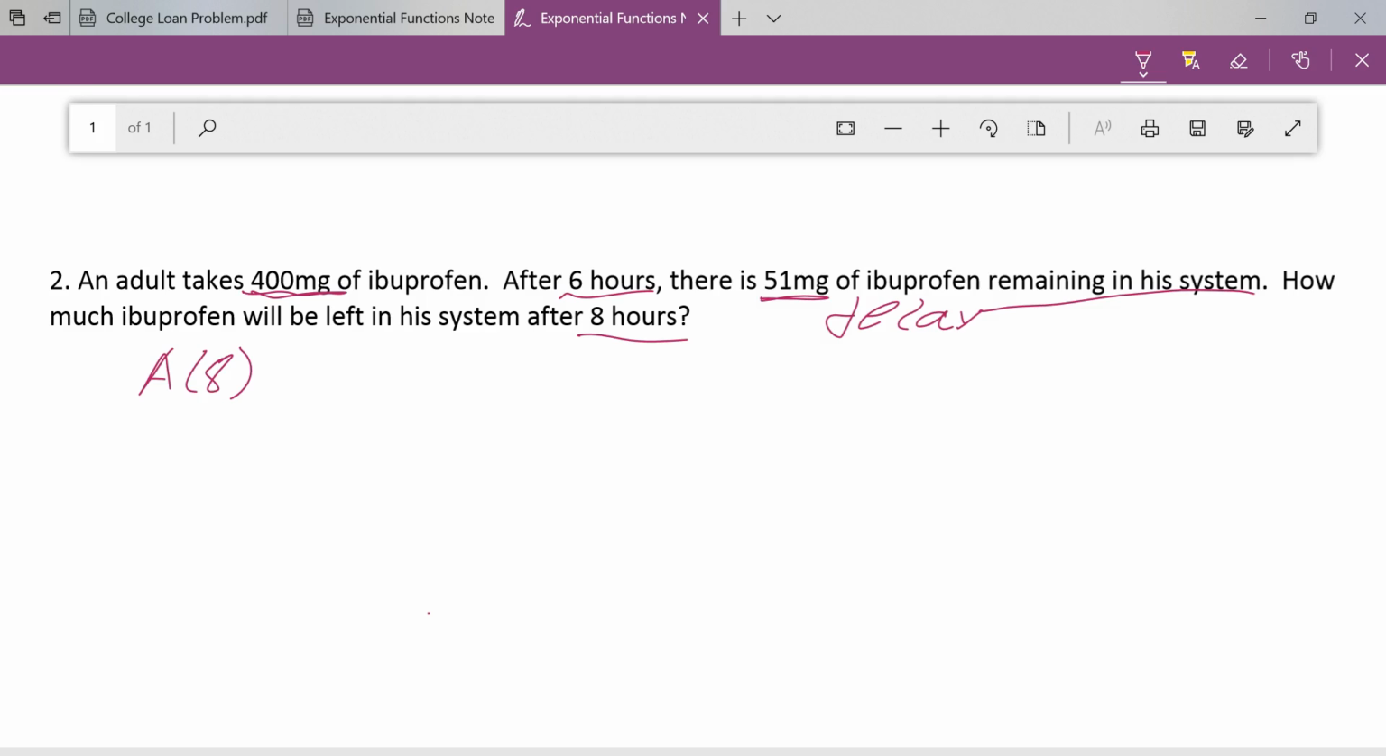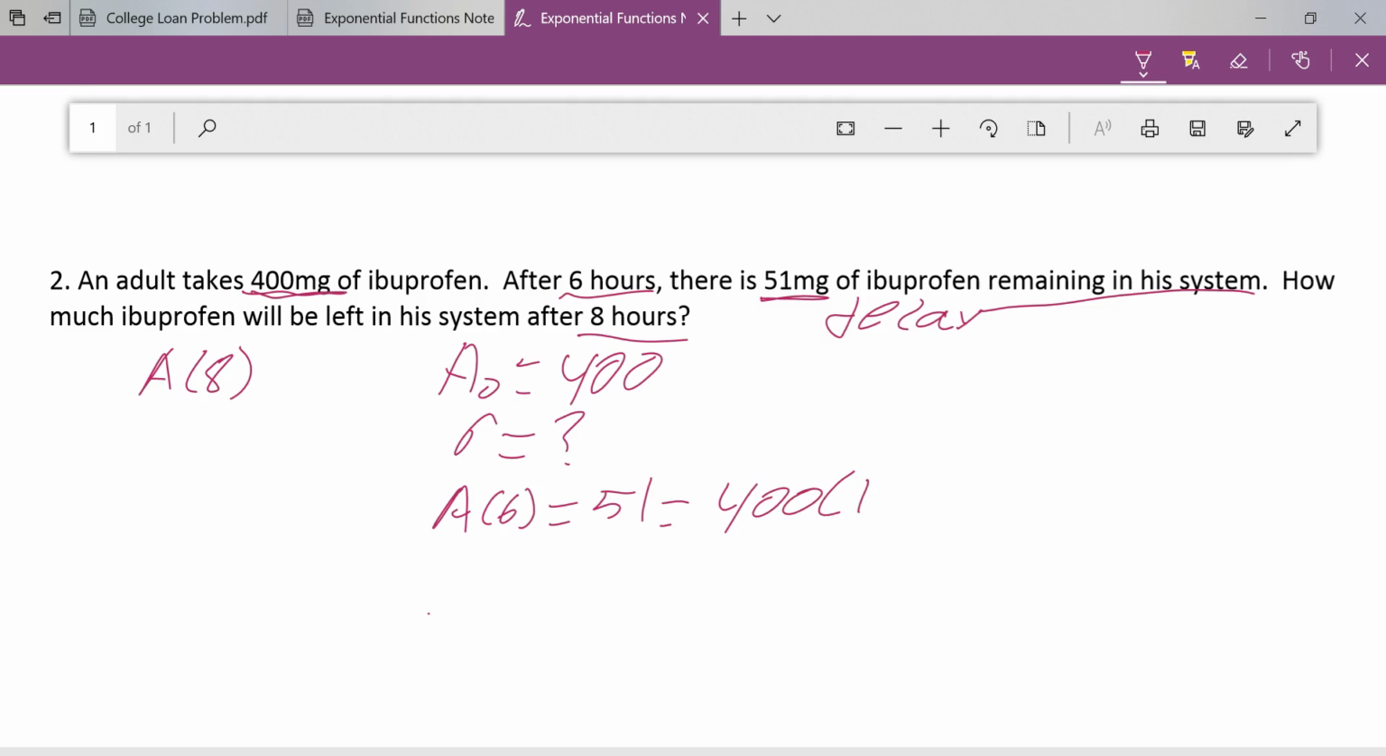Here, though, we know that our A naught is going to be 400, right? Because that's what we started with, 400 milligrams of ibuprofen. But we have a problem in that we don't know what our rate is. So we have to figure out our rate using the information that's been given to us. What we do know is that A of 6 is going to be 51. But that's also equal to 400 times 1 minus r raised to the 6, right?